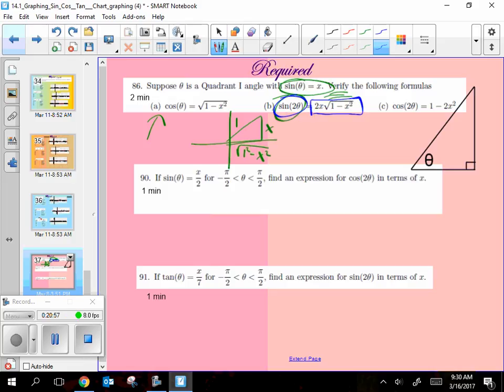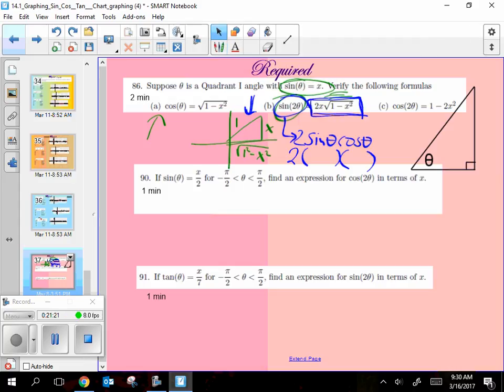Sine of 2 theta, right off the sheet, is, anybody have it memorized? 2 sine cosine. And we know what sine theta is. We can get it right from here. We know what cosine theta is. We can get it right from here. And then 2 times that, and it'll all work out to equal that.